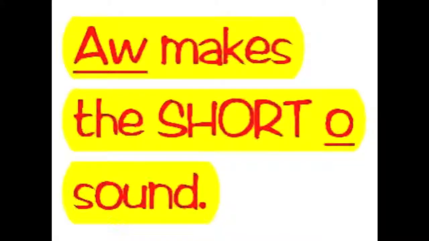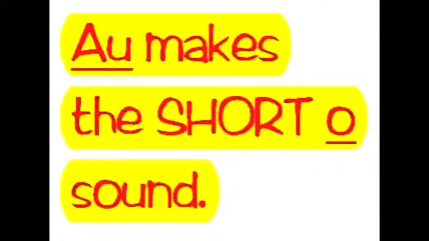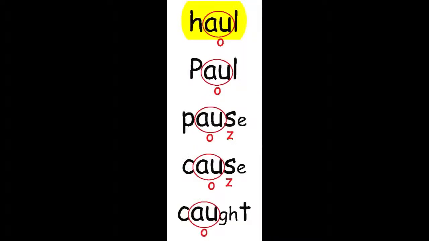AW makes the short O sound, like in the word hawk. The student should read the AW word like this: thaw, thaw. AU also makes the short O sound, like in the word hall. The student should read the AU word like this: Paul, Paul.